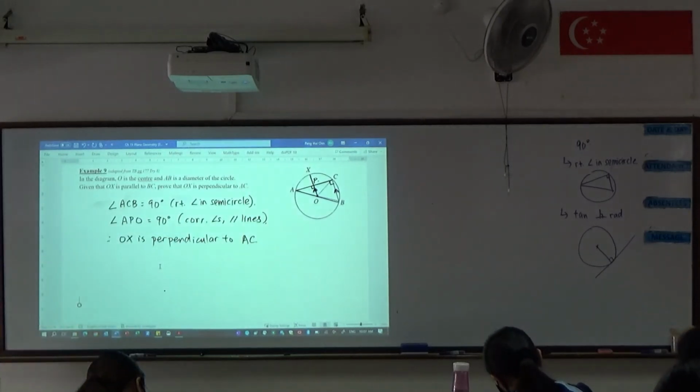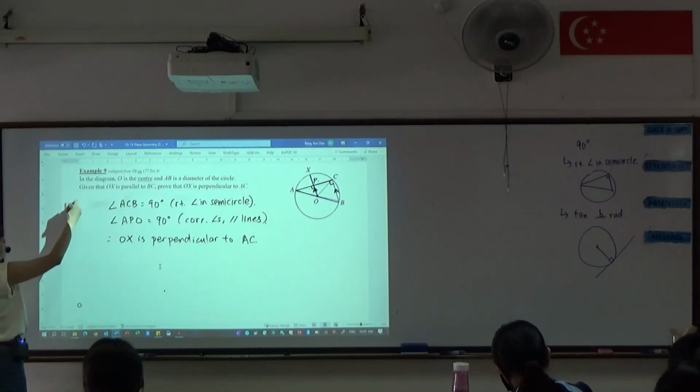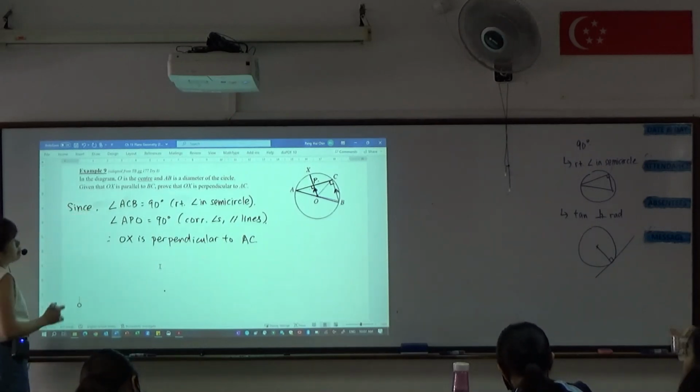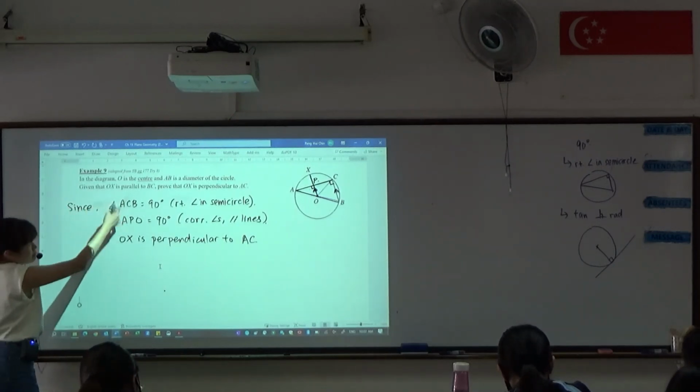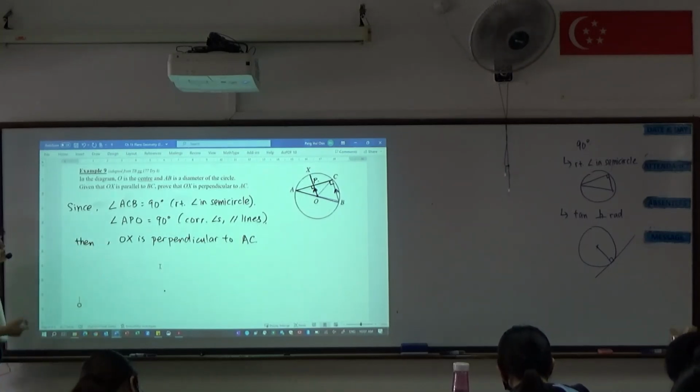You may notice that my presentation answer is slightly different. It deviates away from the since-and-then structure, but it does apply. Since because of this evidence, then OX is perpendicular to AC.